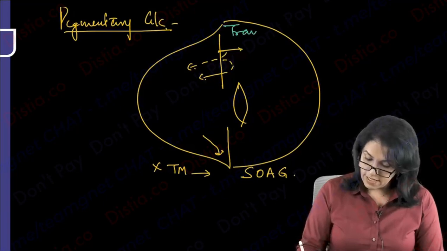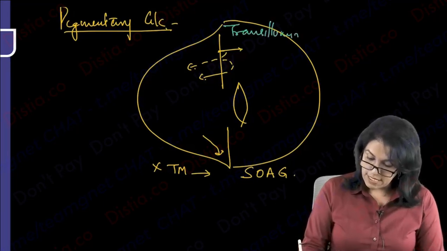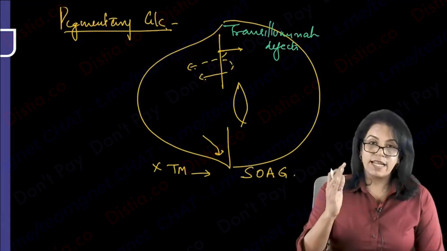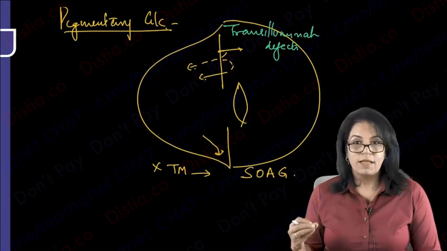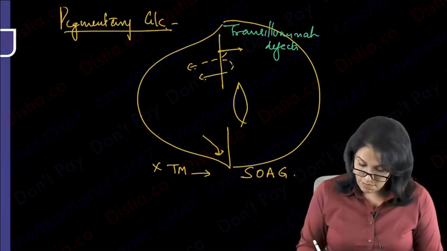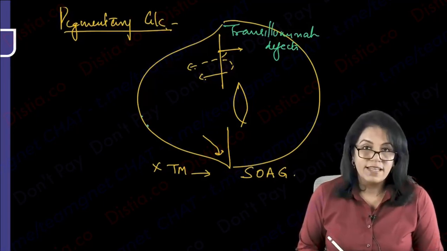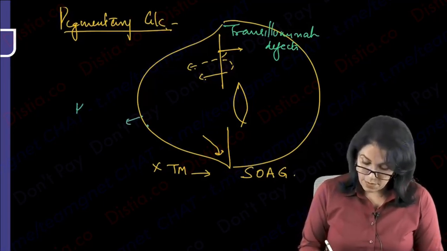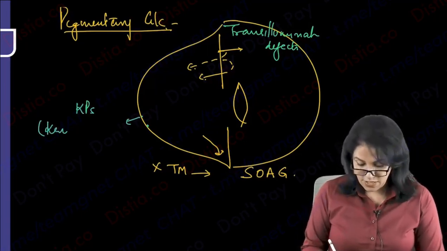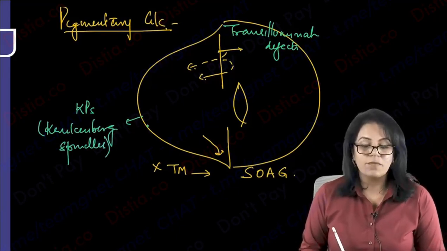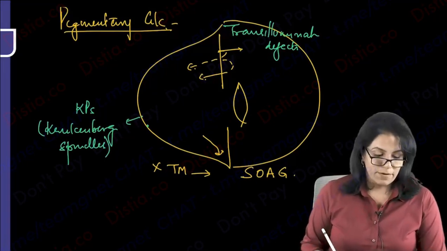trans-illumination defects. Common sense? I'll just show you what it means. More light is passing because pigment blocks the light. No pigment, so light is passing more. Number two is pigments at the back of the cornea. Any deposit at the back of the cornea is what? KPs. And these are also called Krukenberg spindles. These KPs are spindle shaped, we call them Krukenberg spindles, right?